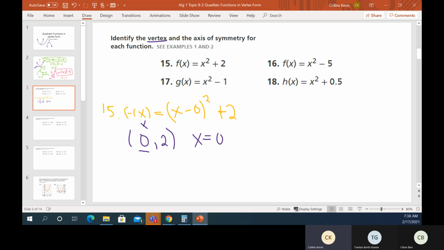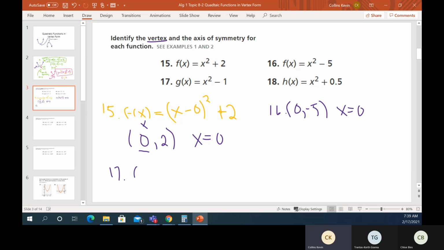So 16 is kind of the same thing, right? For 16, what's our vertex? 0 and negative 5, right? So we have the 0, and we just leave the other number alone, so it's negative 5, okay? And then once again, our axis of symmetry is just the first number, so x equals 0. That's not so bad.